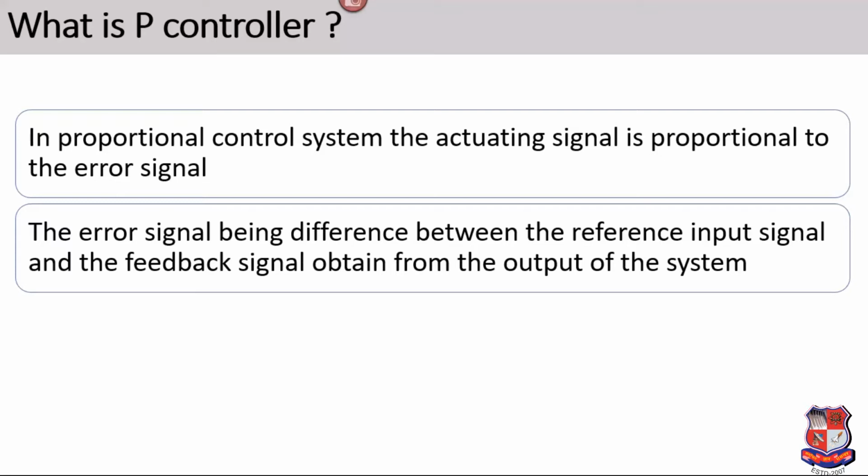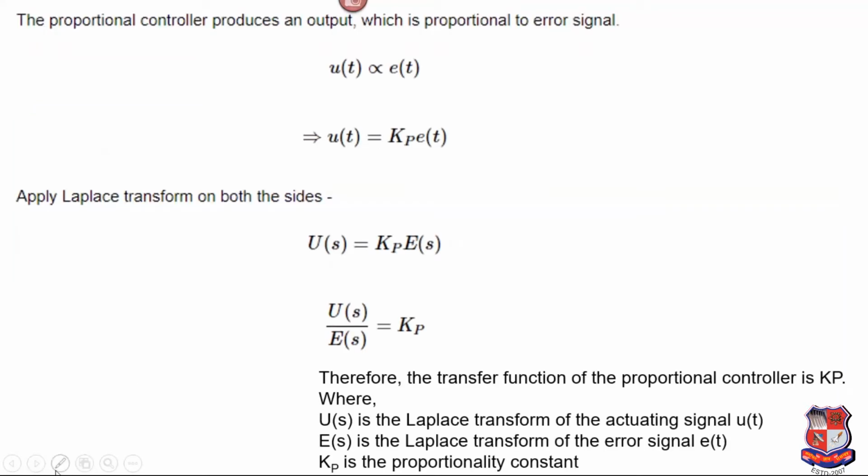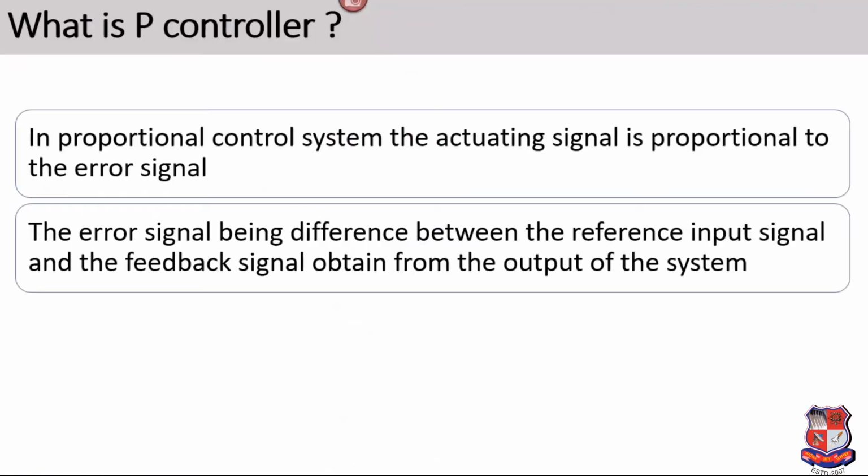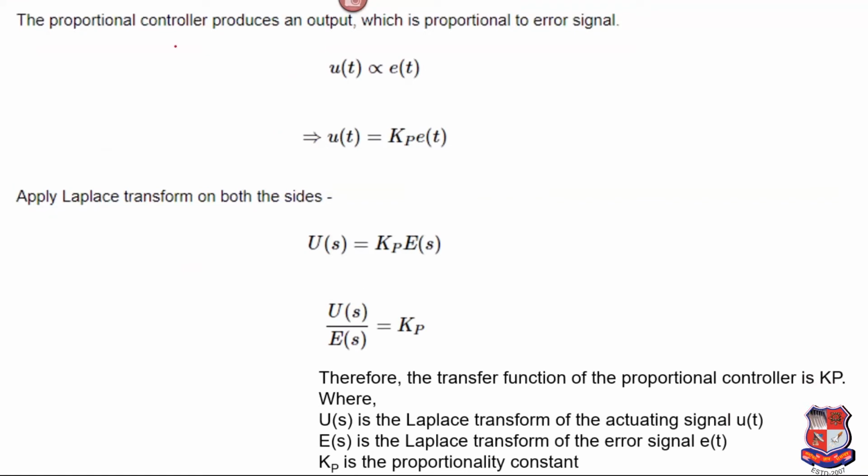So basically the error signal is the difference between the reference input signal and the feedback signal. The proportional controller produces an output which is proportional to the error signal. So this one is my actuating signal and this one is my error signal. So ultimately, as per the definition, your actuating signal is proportional to the error signal.